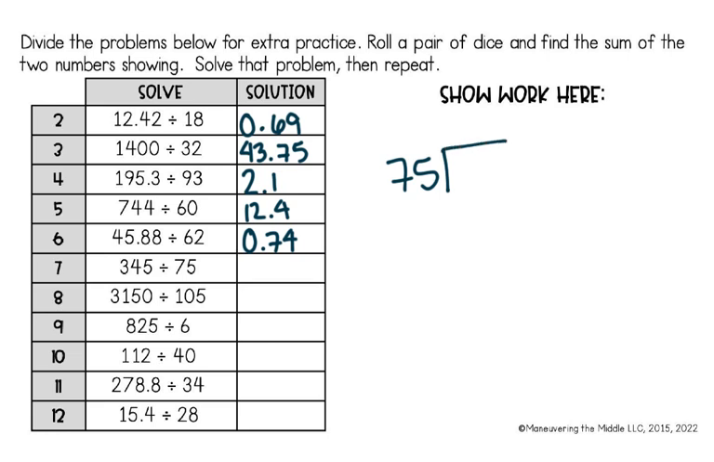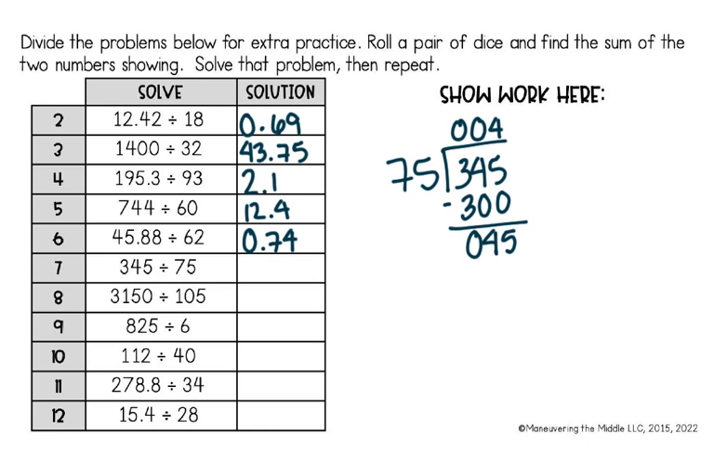Our next problem, we have 75 divided by 345. 75 can't go into 3. It can't go into 34, but it can go into 345. And it can go in 4 times, and 4 times 75 is 300. So I can go ahead and subtract. 5 minus 0 is 5. 4 minus 0 is 4. 3 minus 3 is 0.